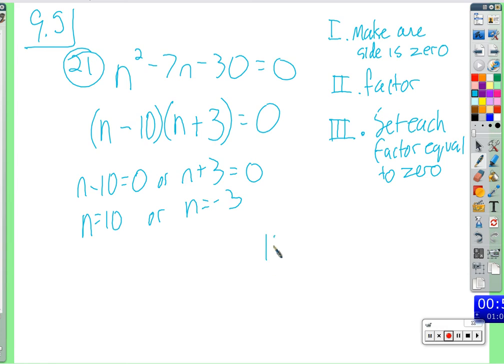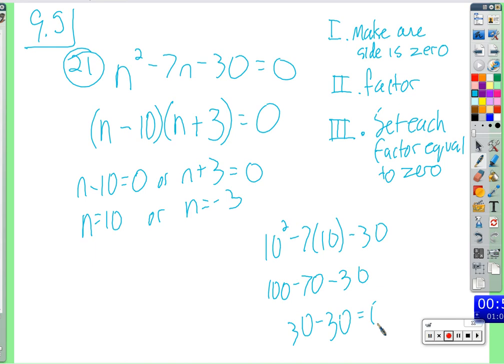And you put 10 in there: 10 squared, minus 7 times 10, minus 30. 100, minus 70, minus 30. That's 30, minus 30. Taking that, factoring it, and setting each factor equal to 0, we found two numbers. If you plug them in here, either one of them, yep, you get 0.